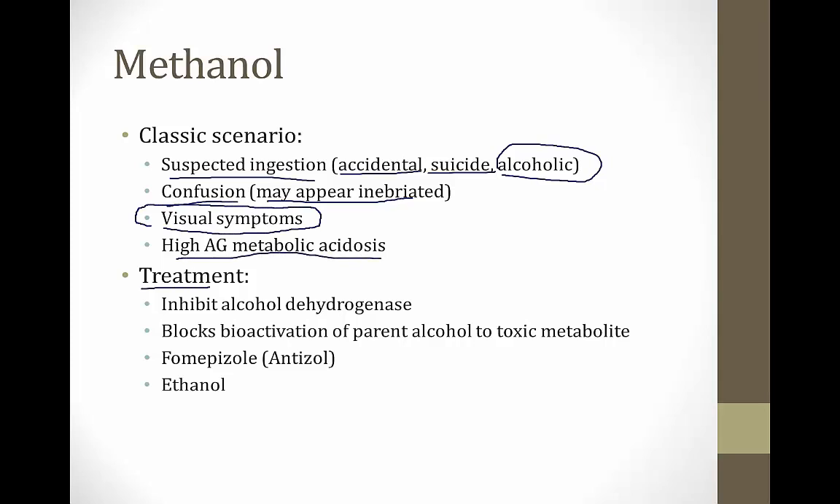The treatment for methanol intoxication is to inhibit alcohol dehydrogenase. So alcohol dehydrogenase bioactivates methanol, converts it to formic acid, and that's the toxic metabolite. So if you give ethanol, that will help. That will block alcohol dehydrogenase from doing its job on methanol. And then there's also an antidote called fomepizole or antizol that can sometimes be used. But both of these are going to inhibit alcohol dehydrogenase, so the methanol does not get converted to formic acid.